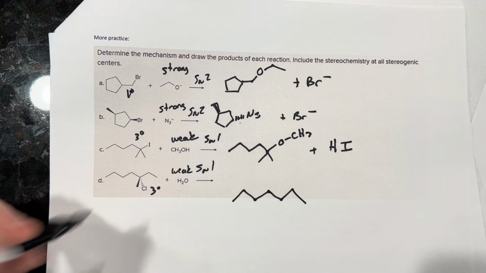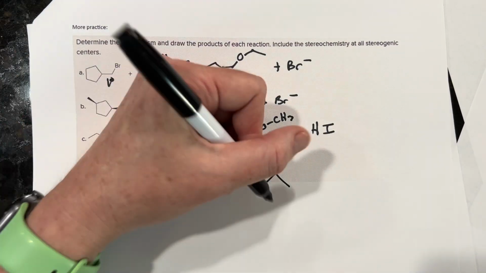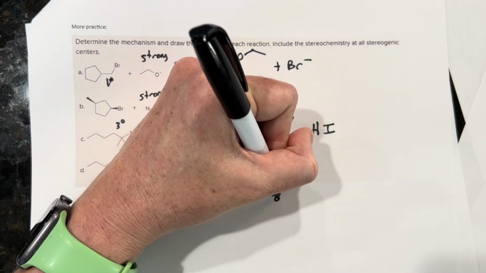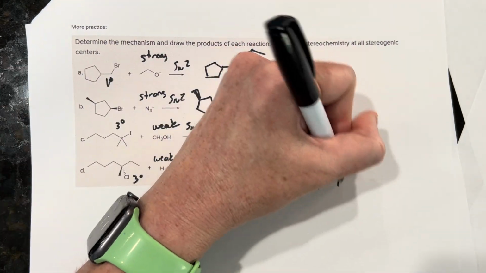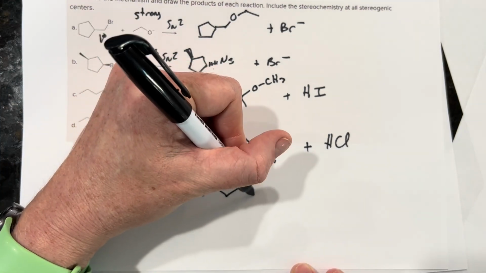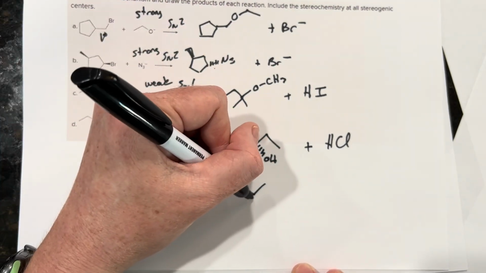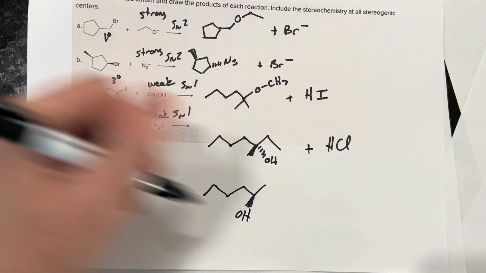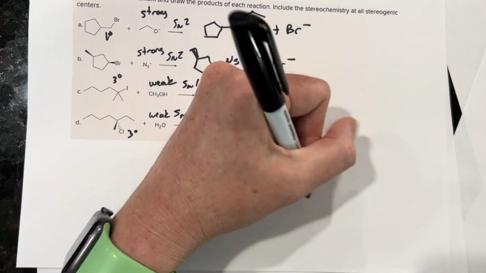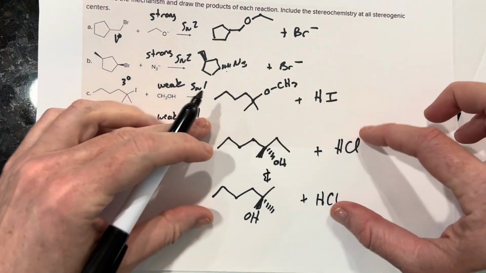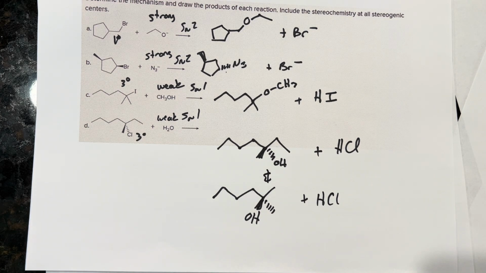Did I draw that right? Yeah. So one is going to have the methyl on the wedge still, and a dash to the OH plus HCl. And the other one is going to be the same thing, except the OH will now be on the wedge, and the dash the methyl group, plus the HCl. So you'll get both of those as options.